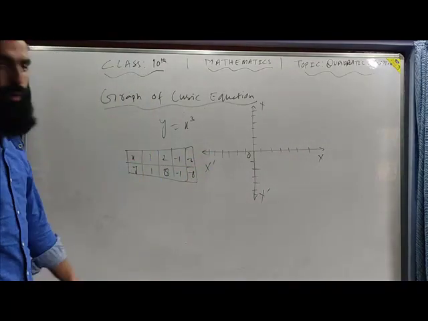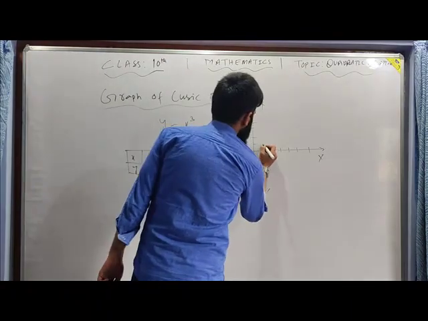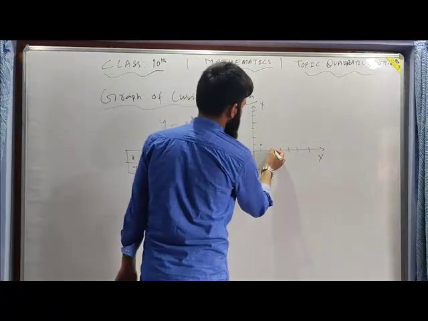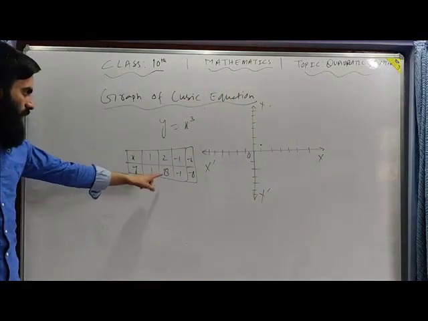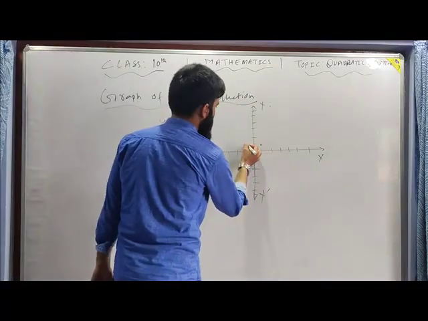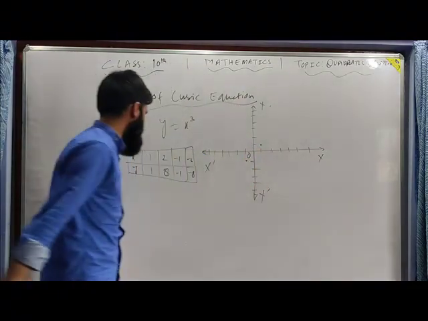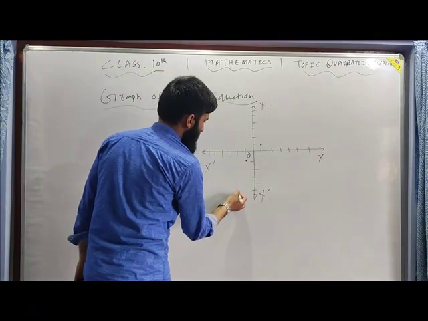If we sketch these points on the graph, what do we get? This is 1, 1, obviously the point here. Then we have 2, 8. This is 2 and obviously 8 will be here like this. Then you have minus 1, minus 1 over there. Then minus 2, minus 8. This is minus 2 and this minus 8 will be like this.